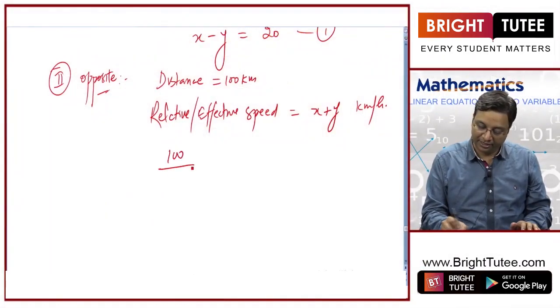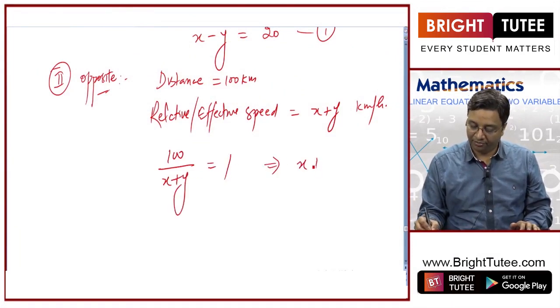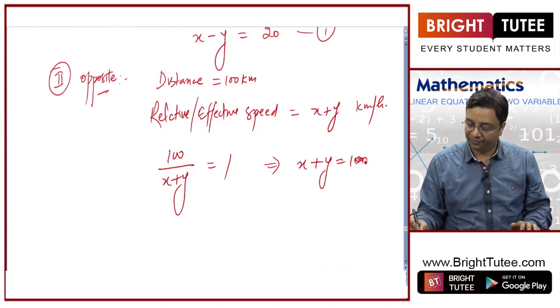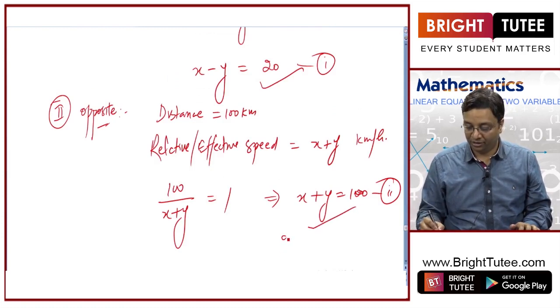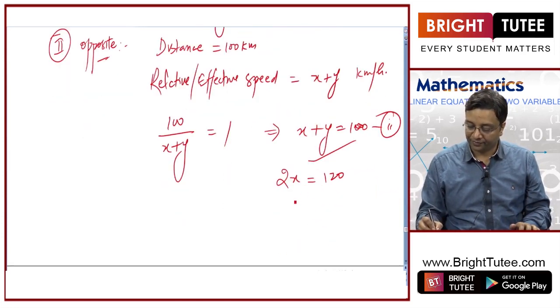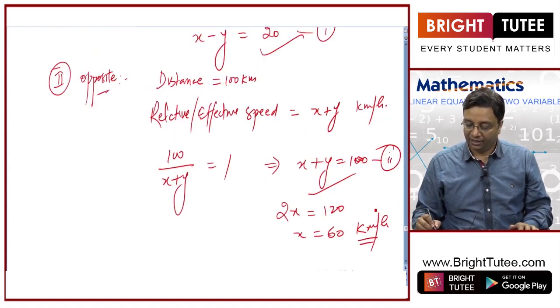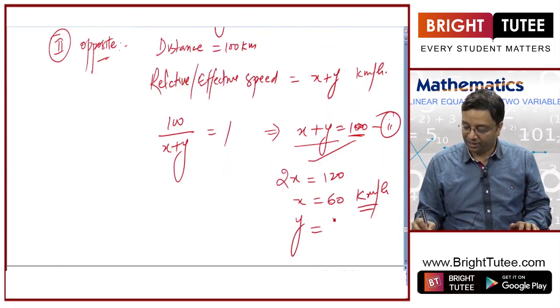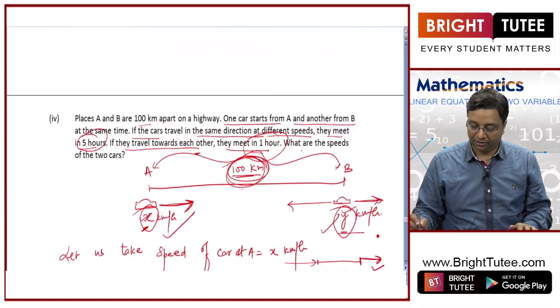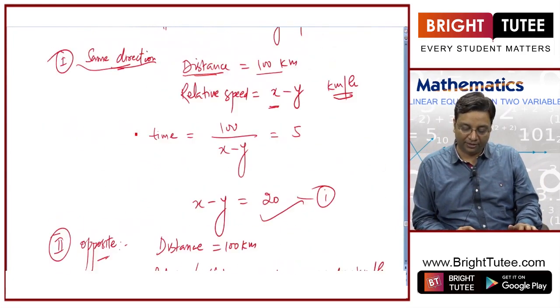Now this time 100 by x plus y is equal to 1, so x plus y is 100 this time. This gives me my second equation. So if I add these two, y will be eliminated, 2x will be equal to 120. So x will be equal to 60 kilometer per hour. And we know that x plus y is equal to 100, so that leaves me with y equal to 40 kilometer per hour. So the speeds of the two cars are 60 kilometer per hour and 40 kilometer per hour.